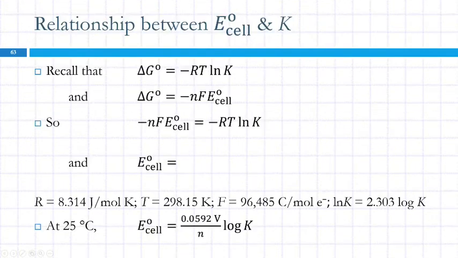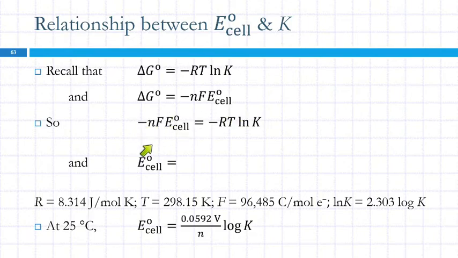Okay, so let's look at the relationship between standard cell potential and the equilibrium constant. So we learned that the standard free energy change is equal to negative RT natural log of K. That was from chapter 19. And we just learned that the standard free energy change is equal to minus nF standard cell potential. And so if both of these equal delta G0, then these two things must be equal to each other.